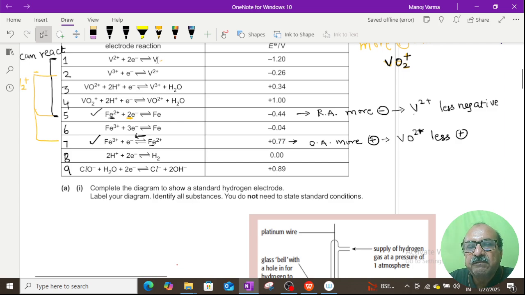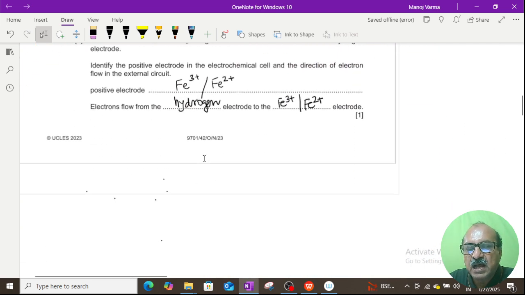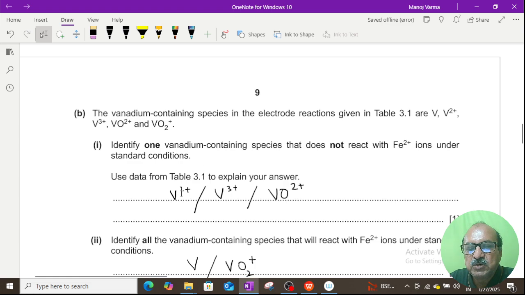That means the vanadium can react. Vanadium can reduce Fe2+ to Fe. So vanadium can react. That means V2+ cannot react. So one answer would be V2+.